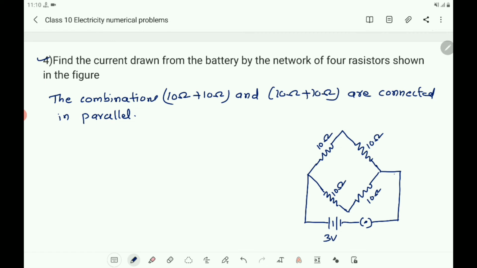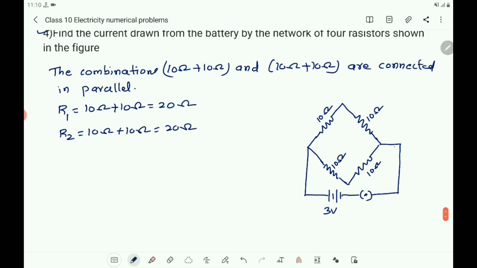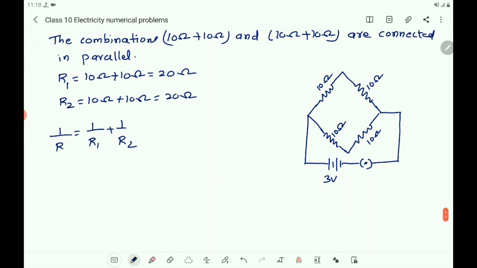So that is R1, you take equals 10 ohm, that is Rs, or directly you can take R1 is equals to 10 ohm plus 10 ohm, 20 ohm. Then one more combination, you take R2, that is 10 ohm plus 10 ohm, again it is also 20 ohm, and these two combinations are connected in parallel. So then you write 1 by R equals 1 by R1 plus 1 by R2, that is 1 by 20 plus 1 by 20.